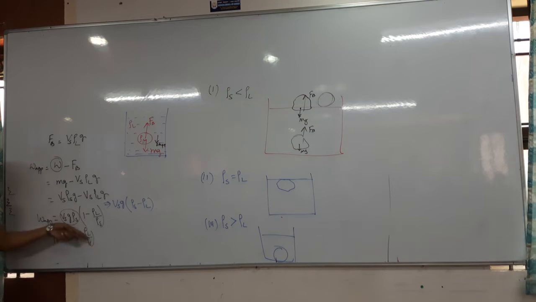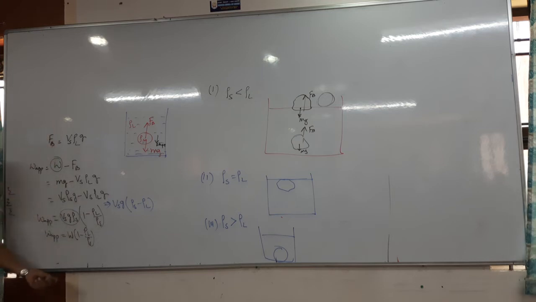Can I say this value is negligible? See here, rho L by rho S. This rho S value is greater than rho L. The denominator is increasing, for example, let us consider this is 1 by 100. Can I neglect this in front of 1? Then what is happening? Apparent weight is exactly W only.